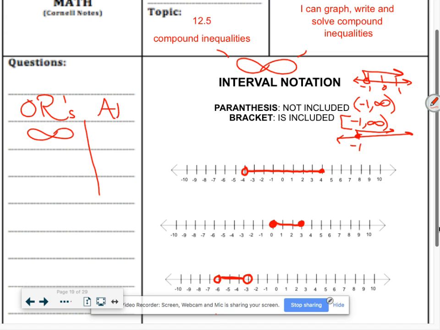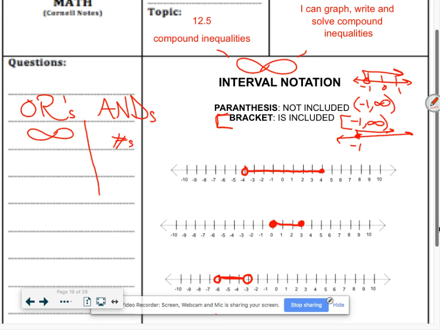Ands only have numbers. So ands are just numbers. And infinity, you can never color it in. There's no way. So it's always got to be a parenthesis. And if you think about brackets, brackets have that solid line, like the solid line under the inequality symbol that we've been doing.